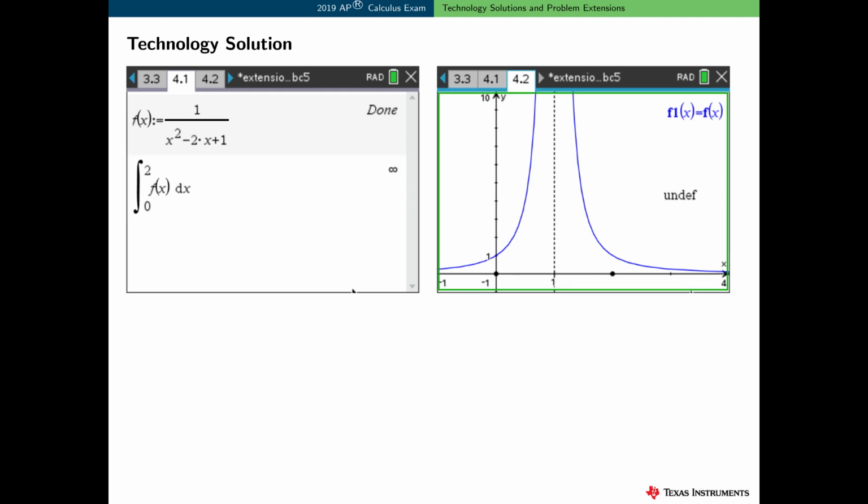I also tried to visualize this result on a graph screen. So here's a graph of f, and there's a vertical asymptote at x equal 1. On this graph screen, I tried to evaluate the integral, and the TI-Nspire returned undefined. Now, if I interpret the given definite integral as area under the curve, then the area of this unbounded region, bounded by the graph of f, and the lines x equals 0 and x equals 2, is infinite.